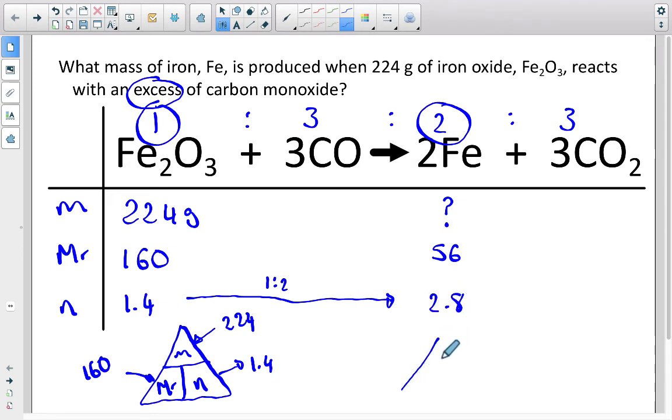We can then use the same relationship of mass, molecular weight, and number of moles as we've used before. Mass, molecular weight, number of moles, and again we can input our data. So this time our Mr, our relative formula mass, is 56. Our number of moles is 2.8. And from that equation we can calculate a mass of 156.8 grams. We can write that in our table.